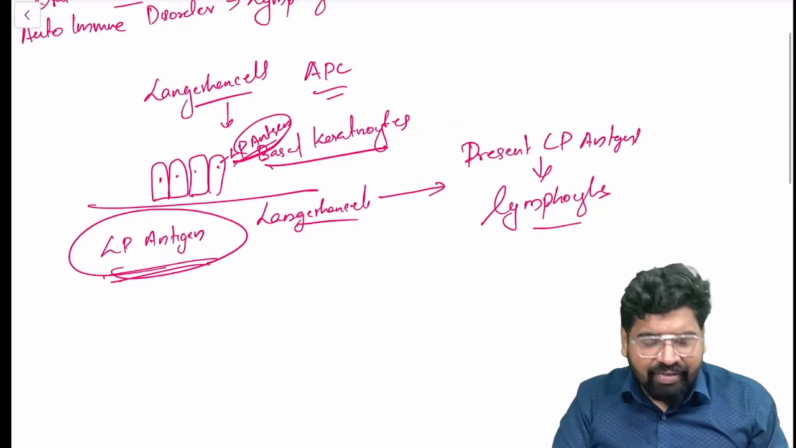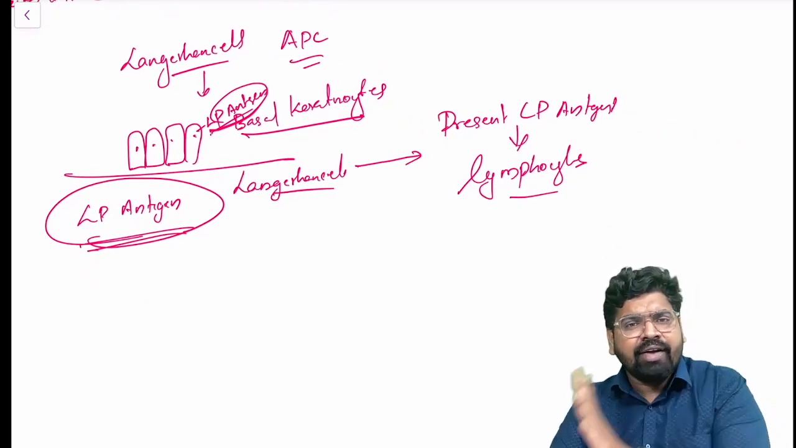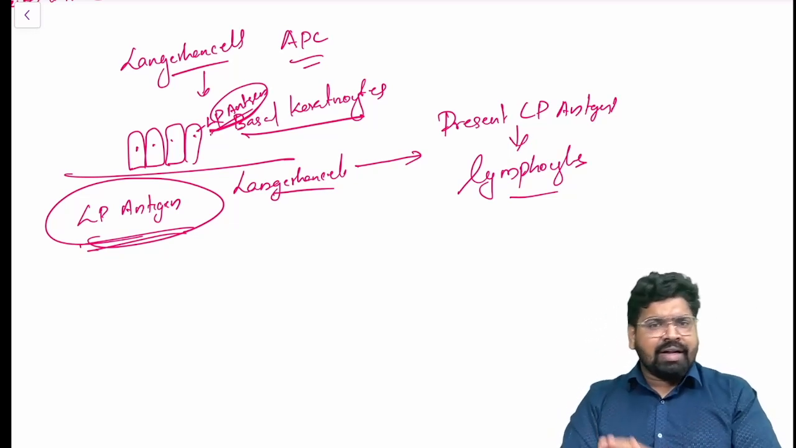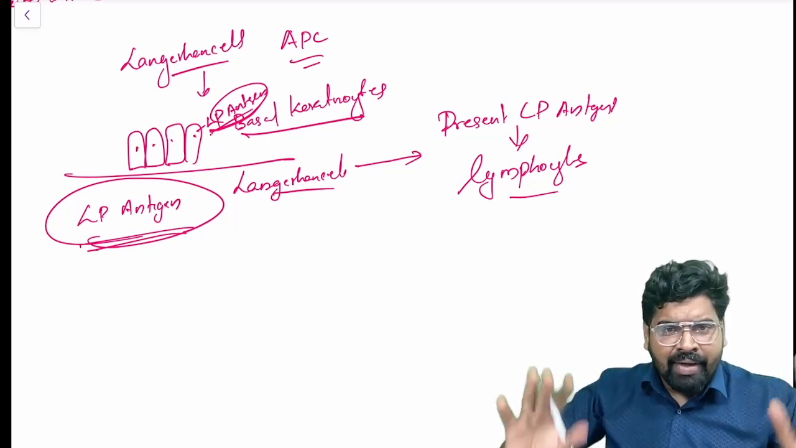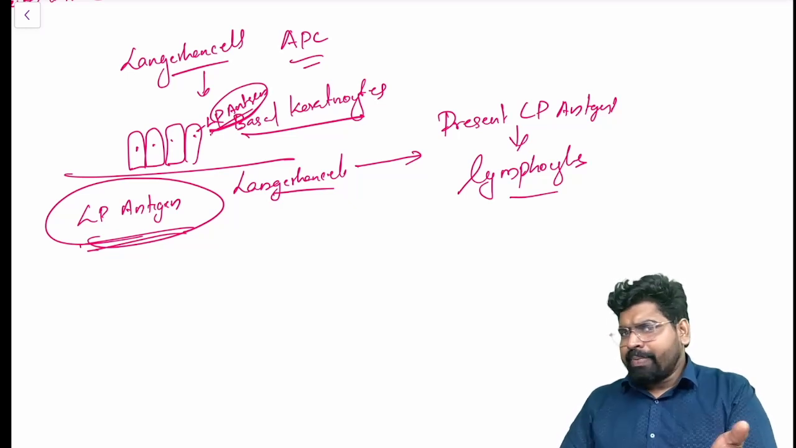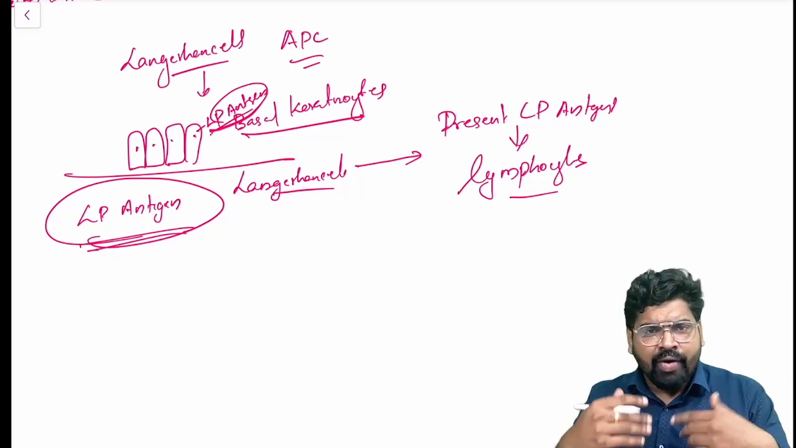Now the lymphocyte will think that okay, this is some kind of foreign antigen. Let's go and kill it. Come on, guys, let's go and kill the basal keratinocytes. These are foreign people. These are not our people. Come on, guys, let's go and kill them.